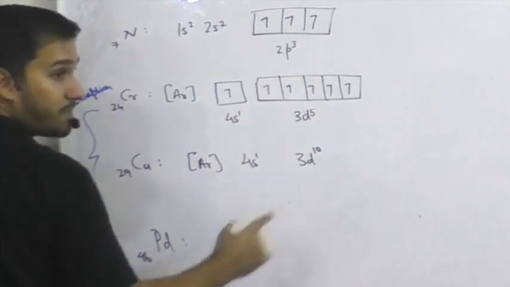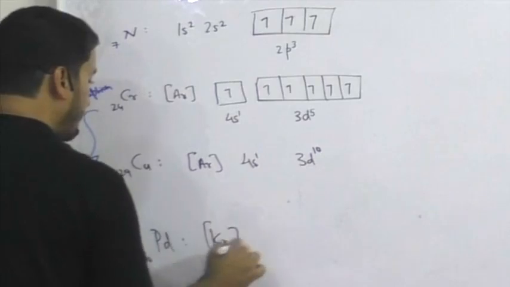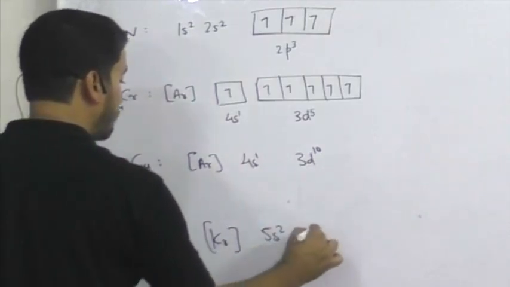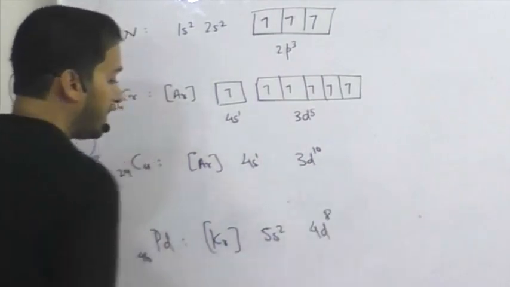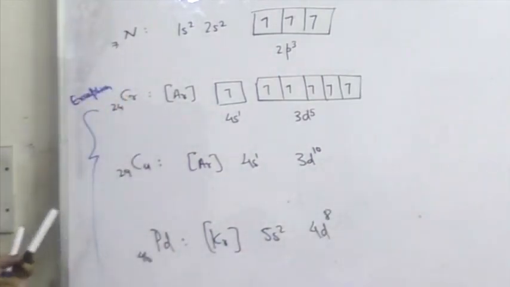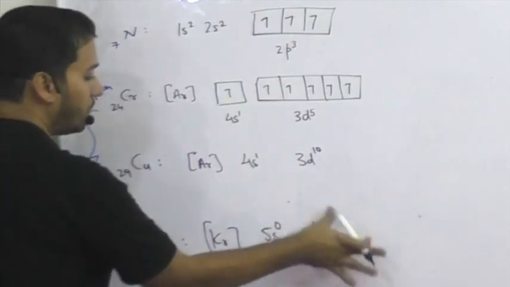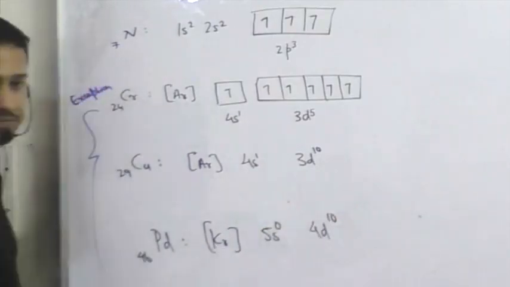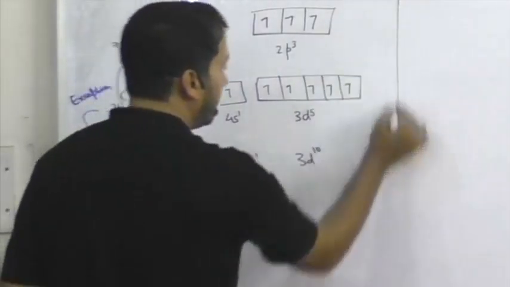Palladium should have been what? Before palladium we have krypton, right? And then krypton, it is 5s2 4d8. It should have been 5s2 4d8. Now this exception is to be learned. Instead of this, it is 5s0 4d10. Instead of 5s2 4d8, it is 5s0 4d10. Okay. A rare exception. Is it clear?